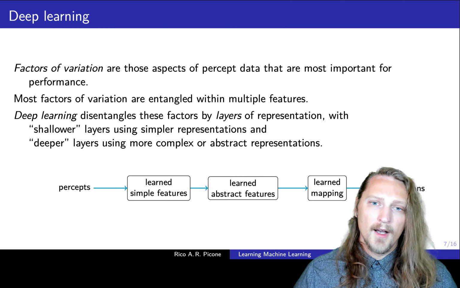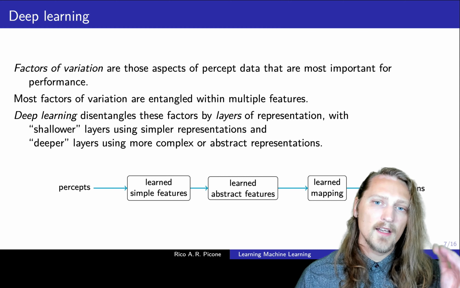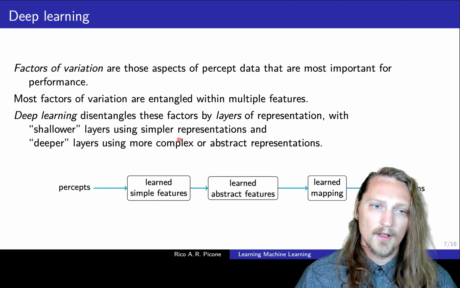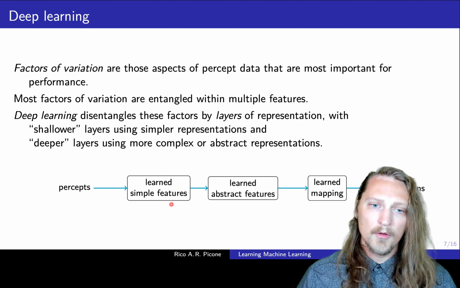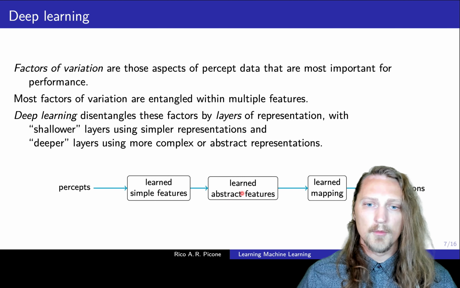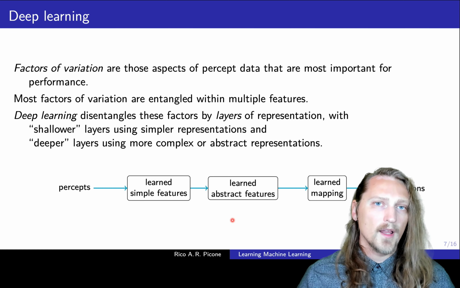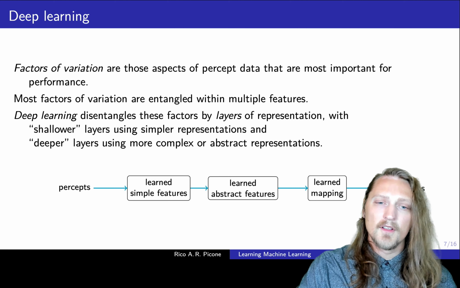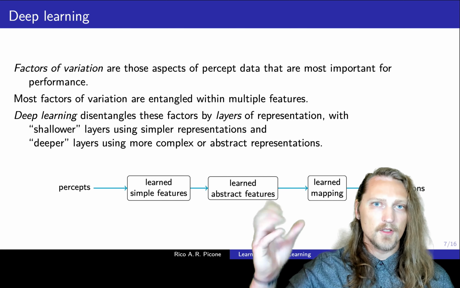So what deep learning does is it disentangles these factors by making layers of representation, with shallower layers using simpler representations and deeper layers using more complex or abstract representations. And so now we have a third box that we've included here. So we're learning simple features, and we're learning abstract features. And these abstract features or complex features are actually building on the simple features. So the simple features are learned, and the abstract features are learned from those simple features.